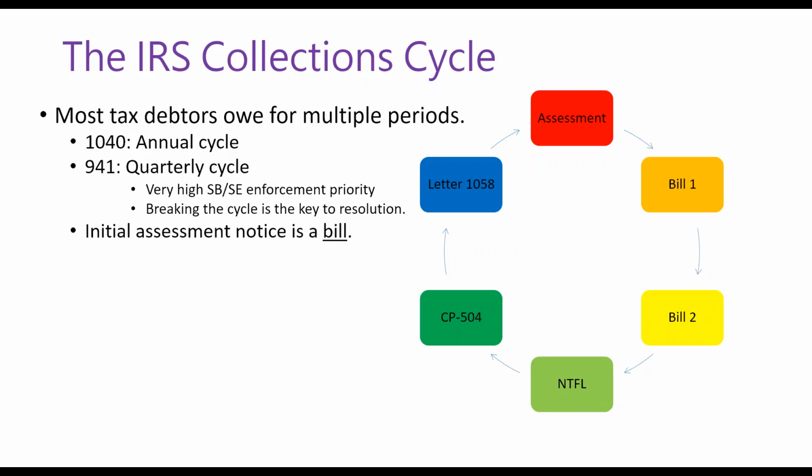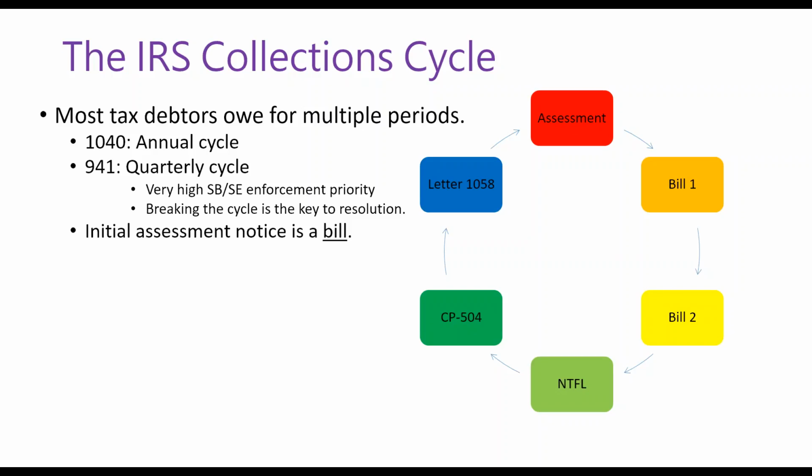So don't forget also that most tax debtors don't just owe for one tax period. The average 941 debtor, in my experience, owes for 2 to 3 years. The average 1040 debtor owes for between 3 and 5 years. And they also tend to have an additional 3 to 5 years worth of unfiled returns that they're going to owe additional monies on. So these cycles are overlapping when you have multiple tax periods involved, and it's literally a never-ending cycle. It is a vicious circle.